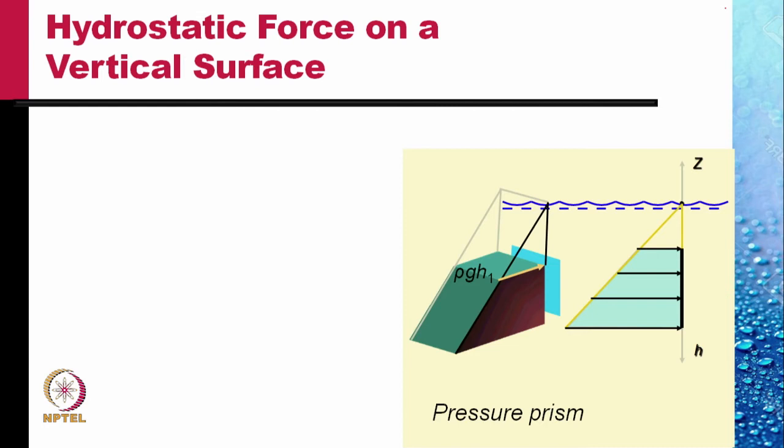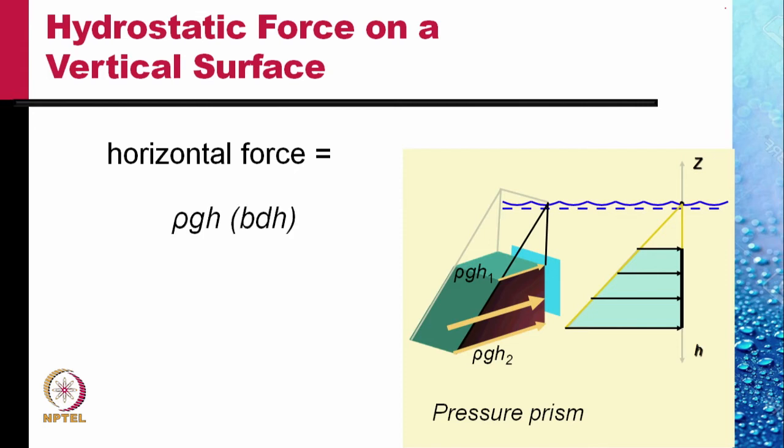The magnitude of the pressure on the upper surface would be rho g h1, where h1 is the depth of the upper surface from the free surface of water, and the pressure at the lowest end of this plate would be rho g h2. The total force would be acting at some point in between the two ends of the plate, and the total force would be found out by integrating over a small area dA.